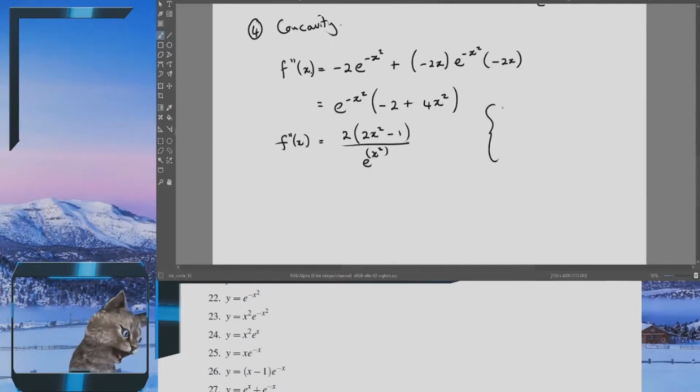I then have my 2 checks. When is the second derivative equal to 0? Well, it's going to be when 2x squared minus 1 is equal to 0. So that means x squared is equal to a half. So that means x is equal to plus or minus 1 over root 2.